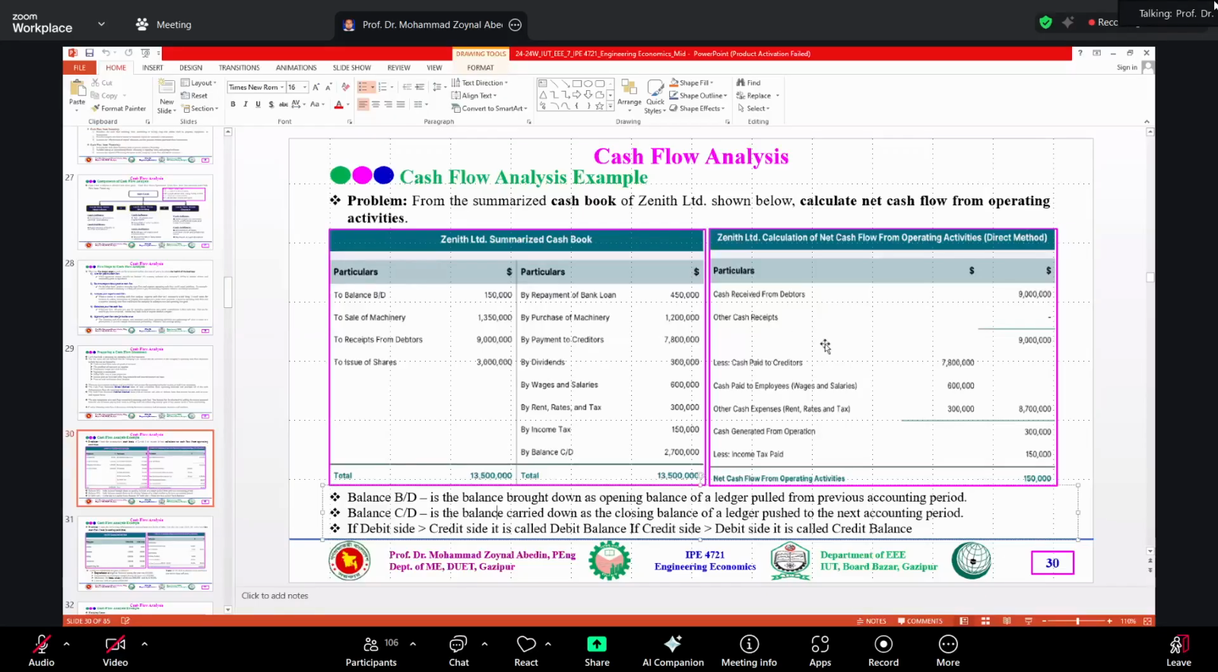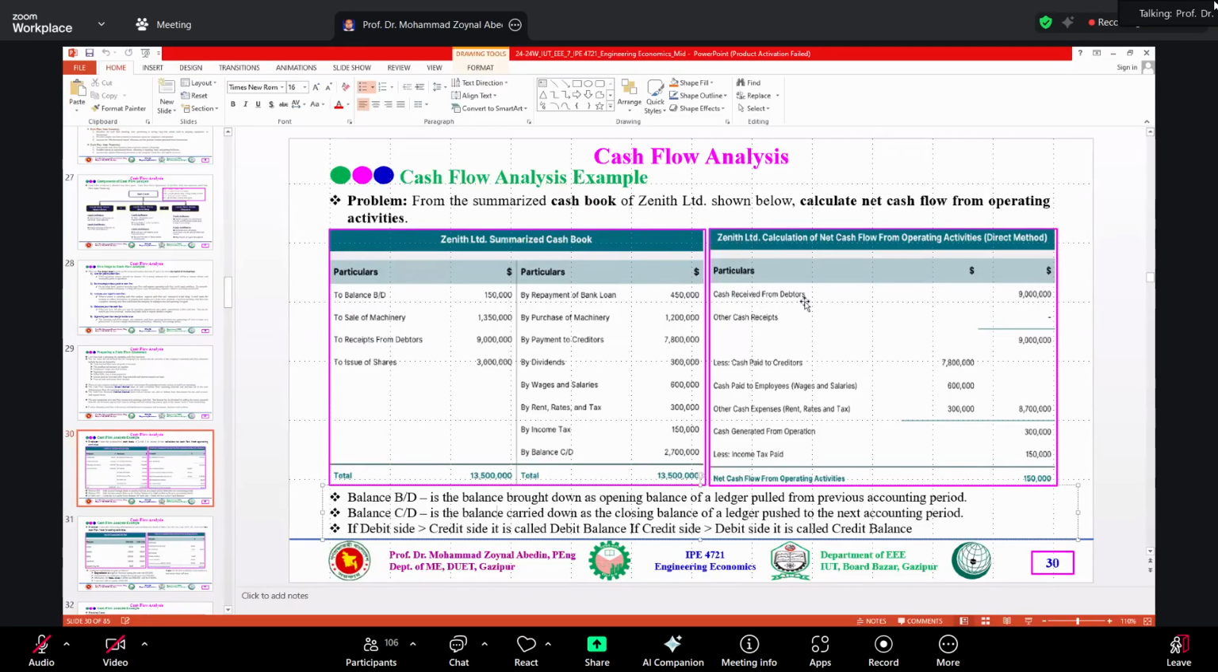So now we have to calculate and prepare a cash flow analysis from operating activities. All these parameters do not belong to the operating activities. Machinery is an investing activity, share is a financing activity, while salary is an operating activity. So please see, on the right side is the solution. This is the solution table.